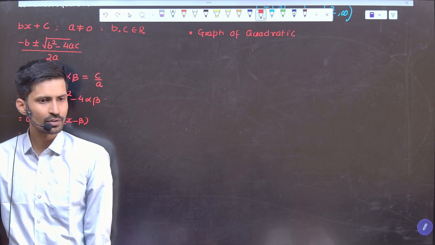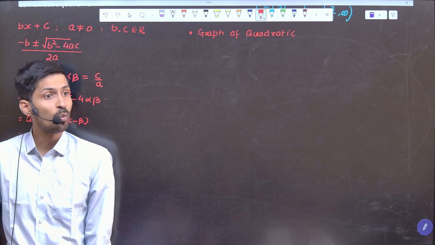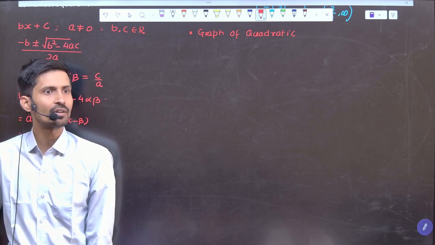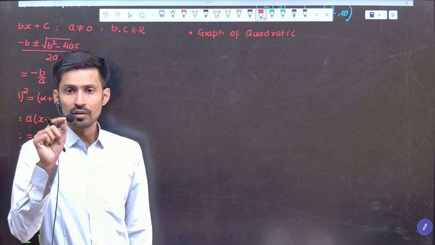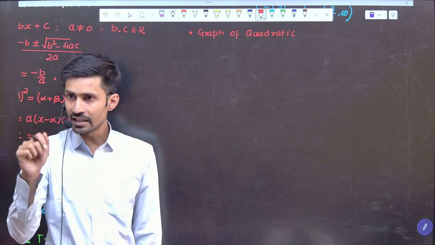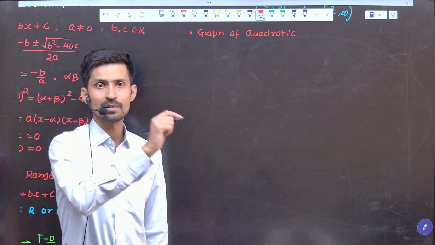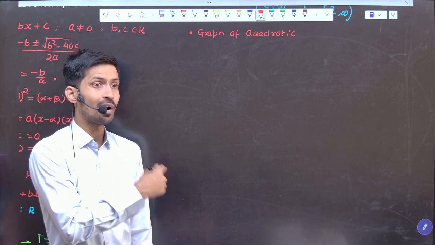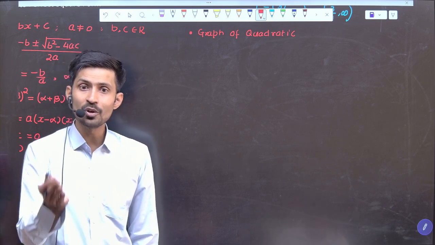Whenever we draw a graph, we use y to write that expression. I will not write ax square plus bx plus c, because that is an expression. Because we draw the graph on the x-axis and y-axis, we'll write y is equal to ax square plus bx plus c. Here I am going to write y is equal to ax square plus bx plus c. Why am I writing that? Because here I am going to talk about the graph.